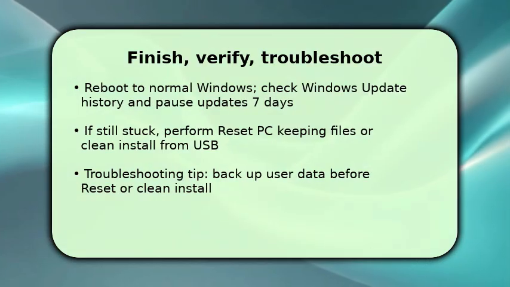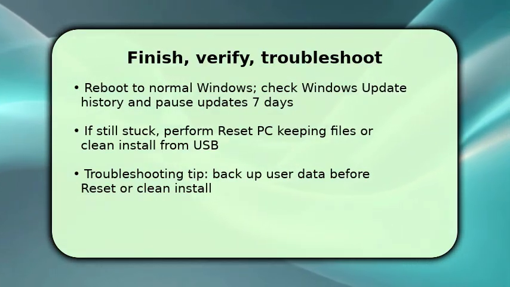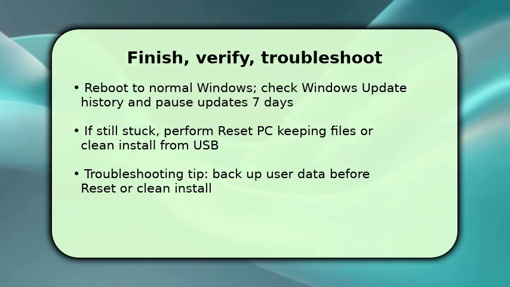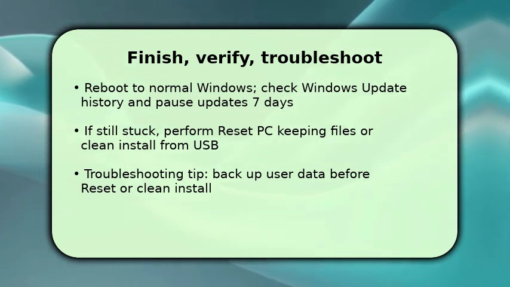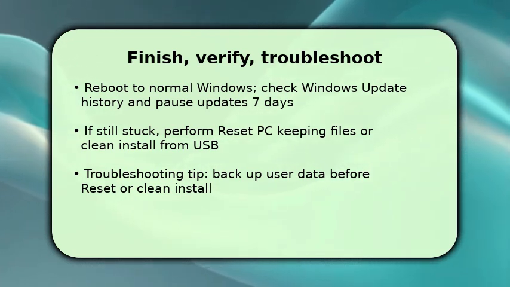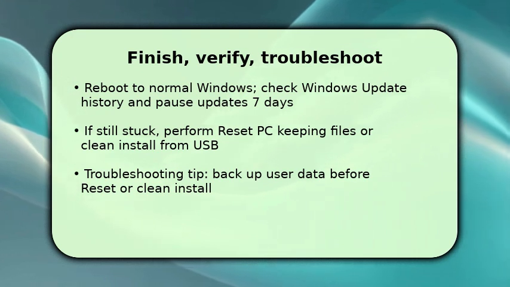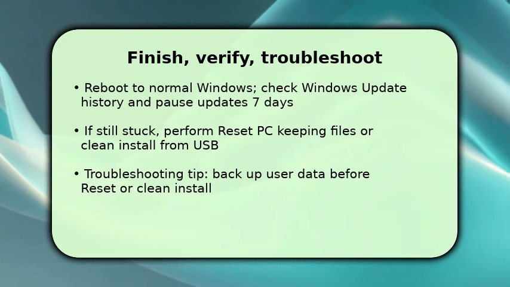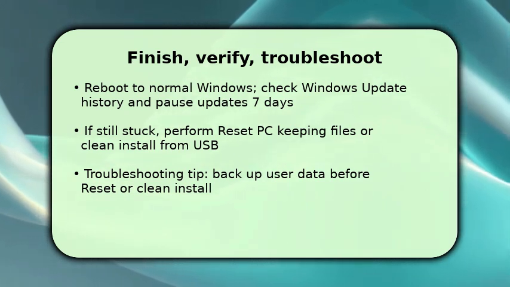After repairs, reboot to normal Windows and immediately open Settings > Windows Update to check update history. Pause updates for 7 days to prevent a repeat while you verify stability. If problems persist, choose Reset this PC and keep your files to reinstall Windows components, or perform a clean install from USB as a last resort.